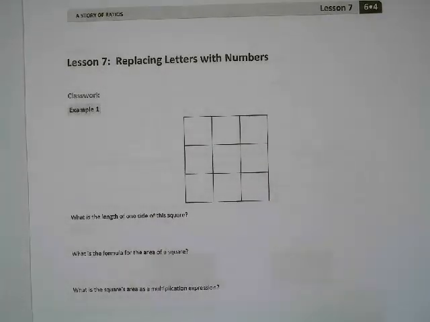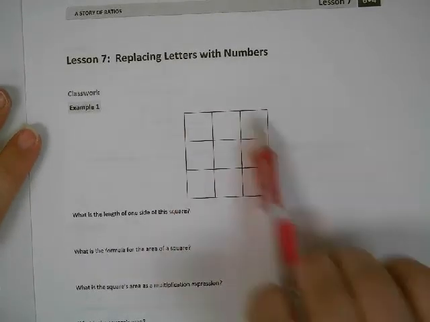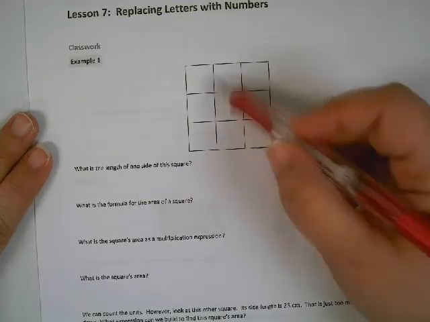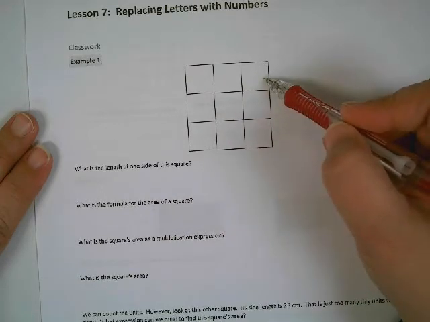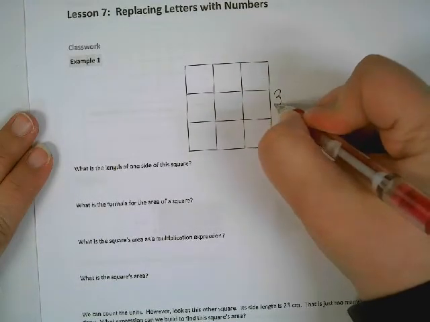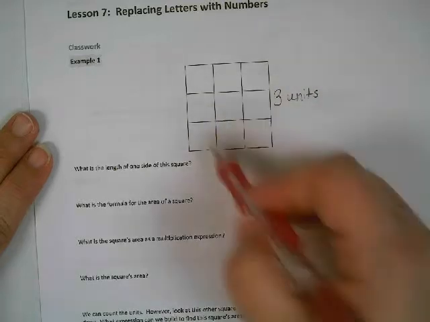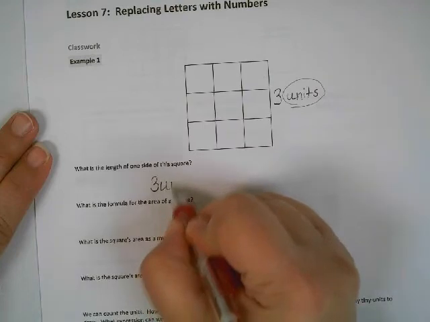In this first part, example 1, we're going to be using this square here to answer the following questions. It says, what is the length of one side of the square? Since it's a square, remember, I only have to count one side, all sides should be the same. So I can count this side, 1, 2, 3. I would say this is 3 units, because I don't really know how big each one of these squares are, so I'm just going to call them units. So 3 units.